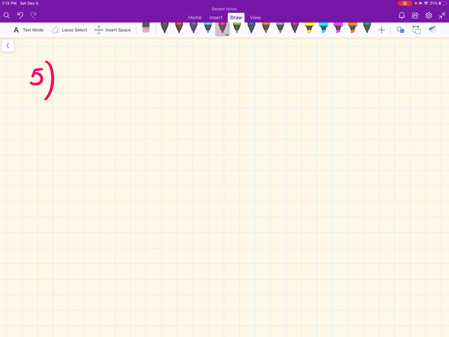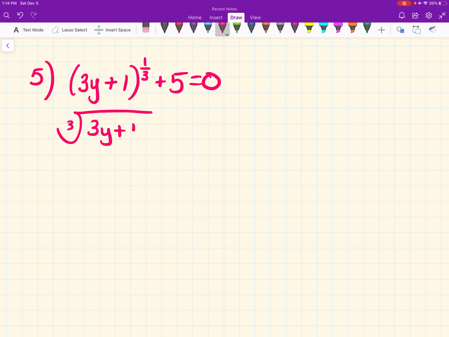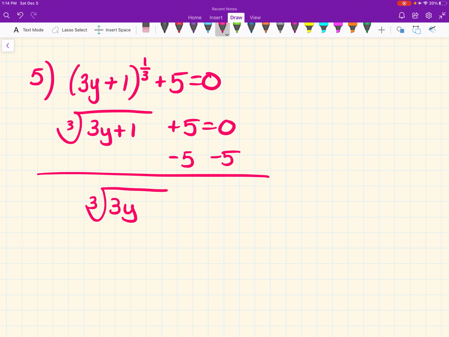Okay, number 5. The cube root of 3y plus 1, plus 5 equals 0. Again, I have so many people that want to start squaring both sides right away. Don't do that. This is the third root of 3y plus 1. Outside that root is a plus 5. The minute we have something outside that root, fix it. So I'm going to subtract 5 from both sides. Now, don't make the assumption here that this is not true, because we have a cube root. A cube root, an odd index, can result in a negative answer. So this may or may not have real solutions.